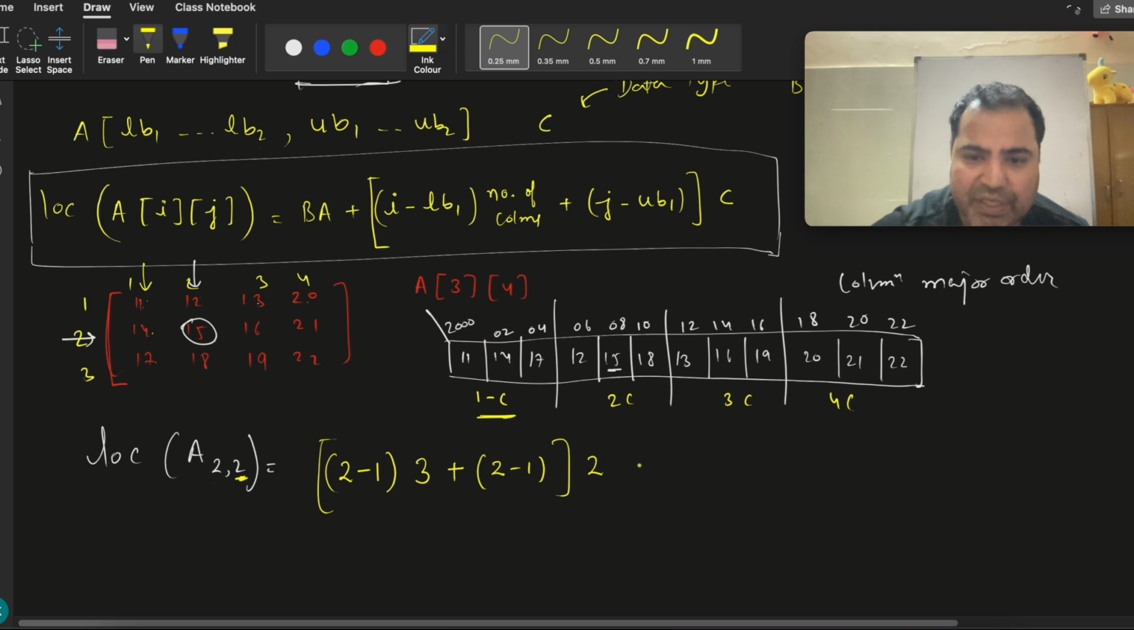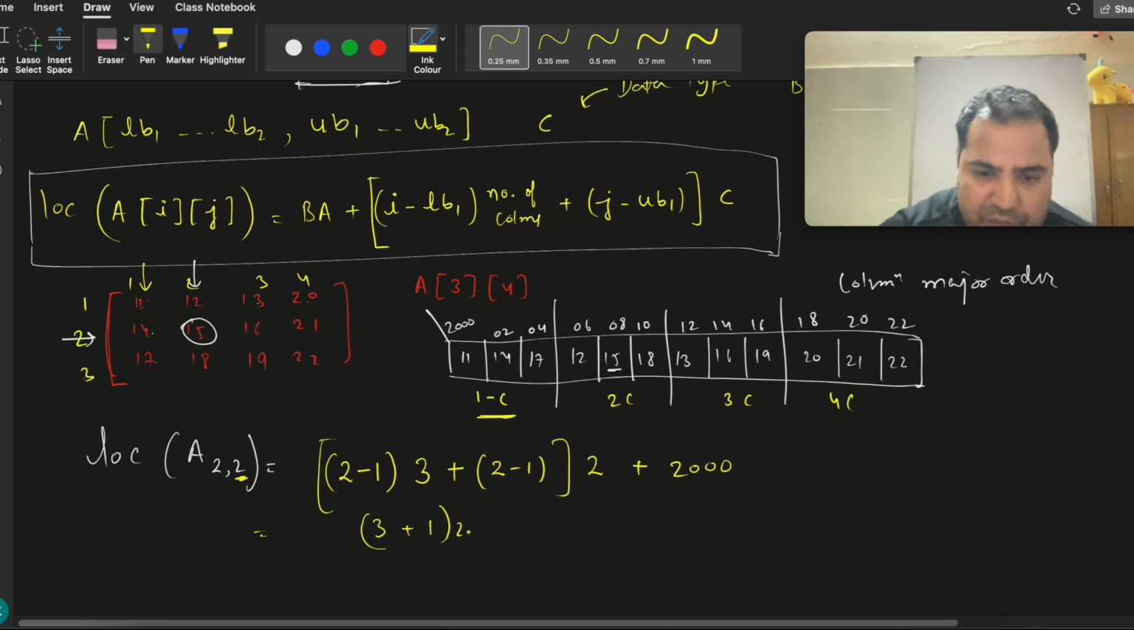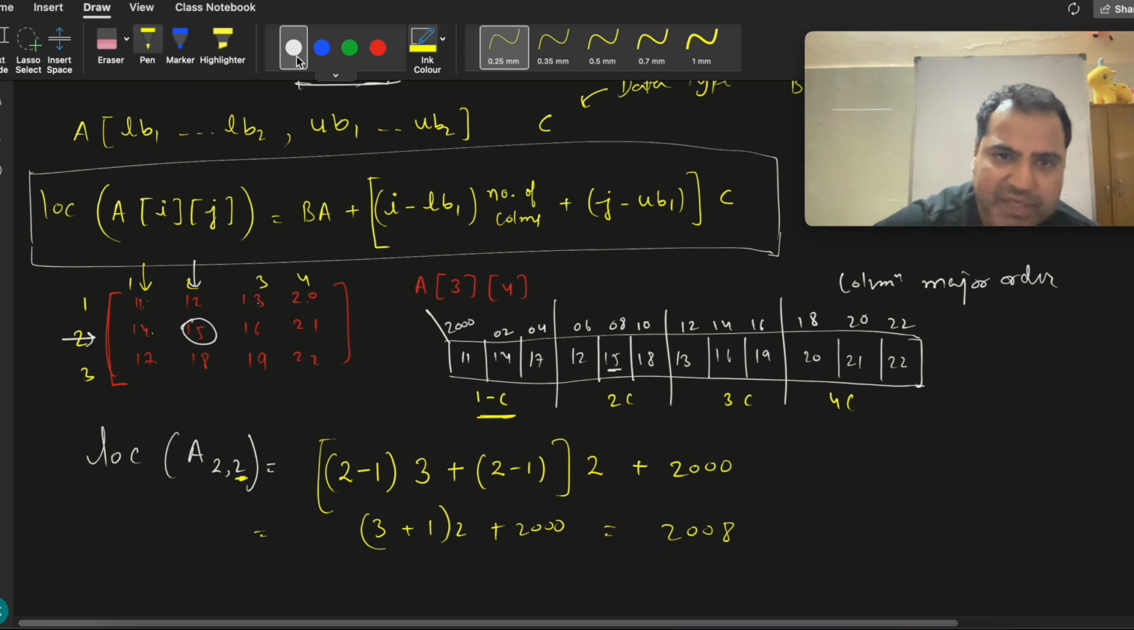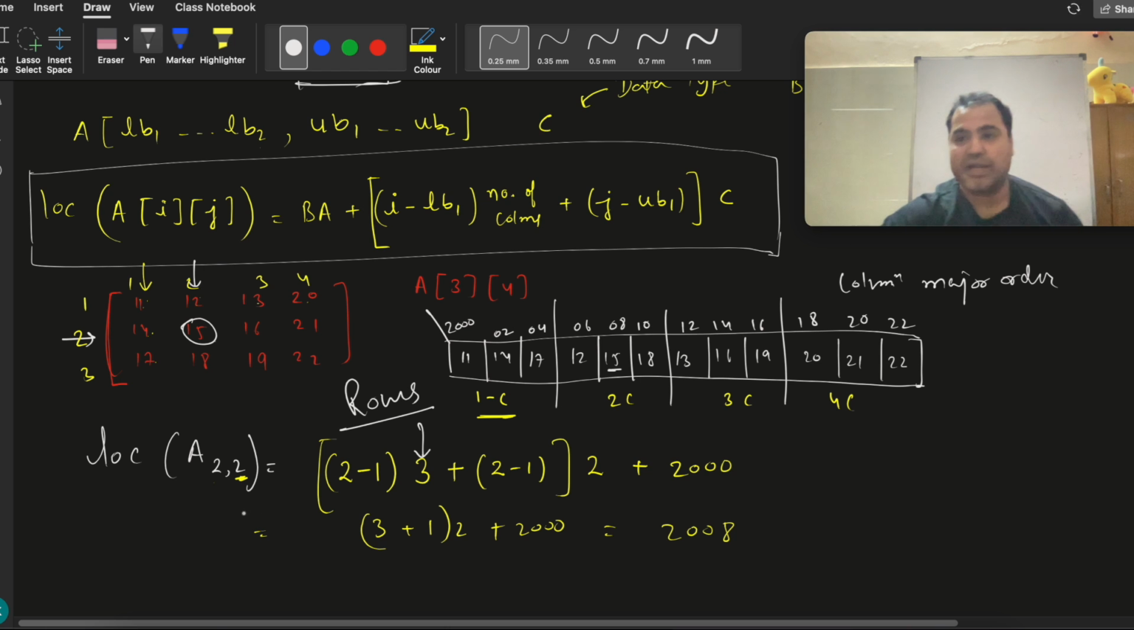Size is 2 bytes only, and say it has a base address of 2000. See, 2 minus 1 is 1, times 3, right? And 3 plus 2 minus 1 is 1, into 2, plus 2000, right? So it is 2008, right? So the only thing that has changed here is that this now represents the number of rows, right? How many rows you are required to skip. So since you have understood row major order, column major is very easy, right?